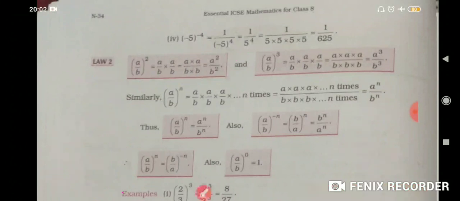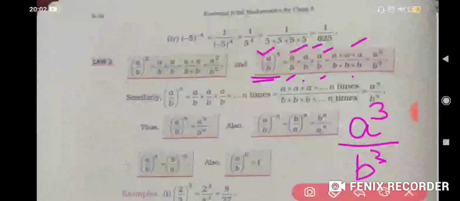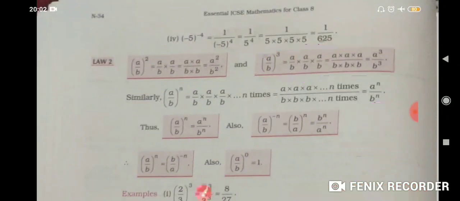Understood? And if the power is 3, then what does this mean? That a to the power 3 and b also to the power 3. So we will multiply a 3 times as well as b 3 times. And what will you get? a to the power 3 upon b to the power 3. Understood?